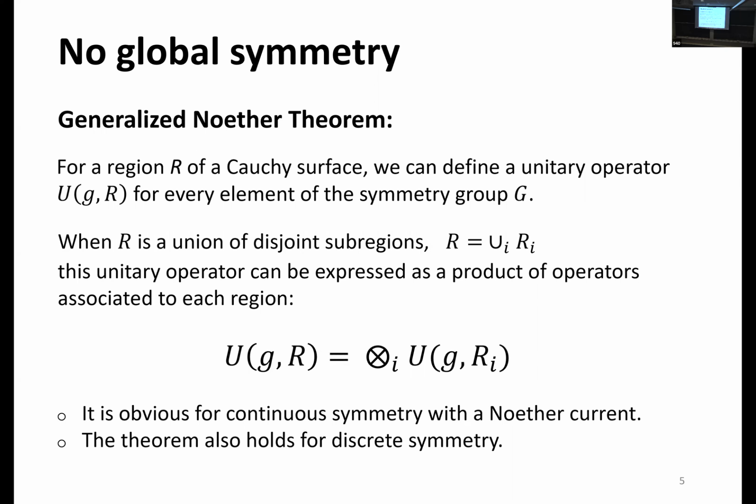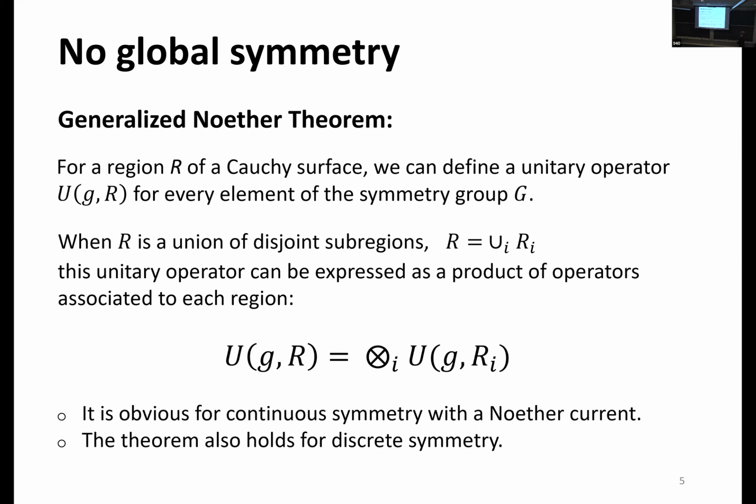Yes? Just to make sure I understand. In the case when the region has boundaries, how do you define this unitary operator? You mean the definition of this itself? No, just when R is this union of disjoint subregions, and the subregion has to have boundaries, clearly. So what is your prescription in defining U when Ri has boundaries?